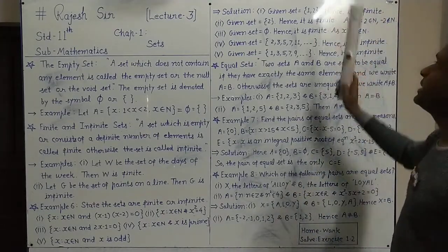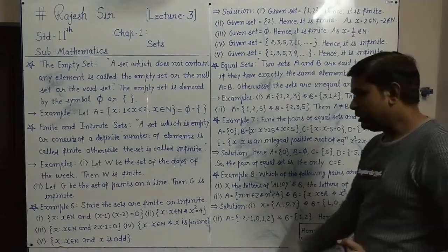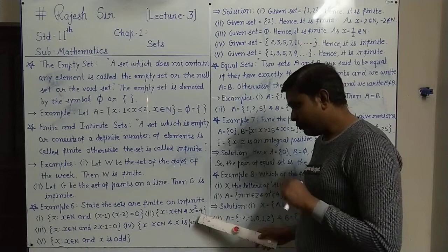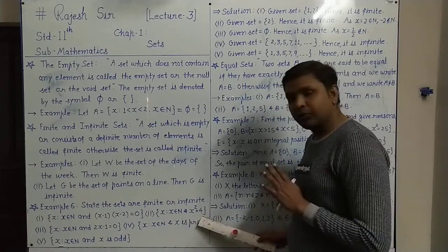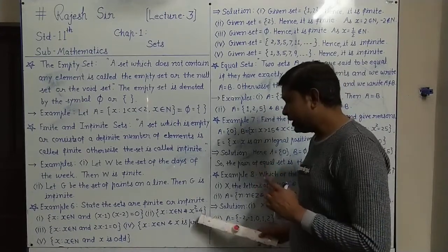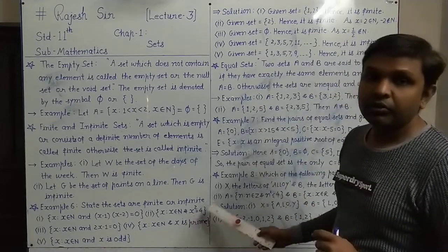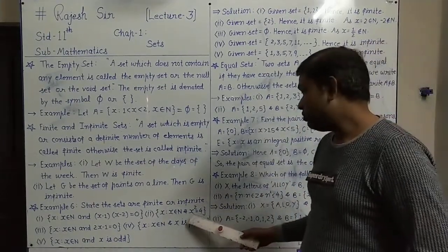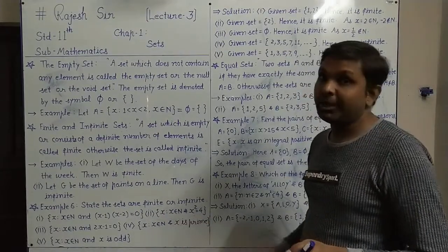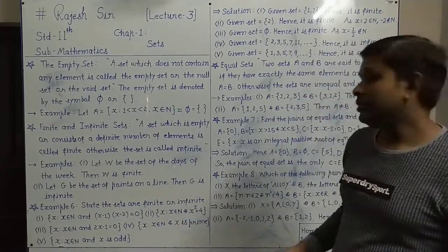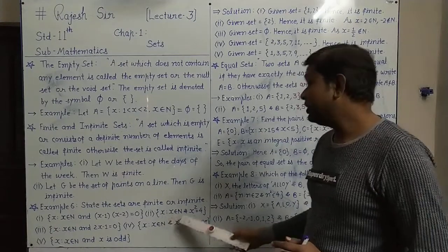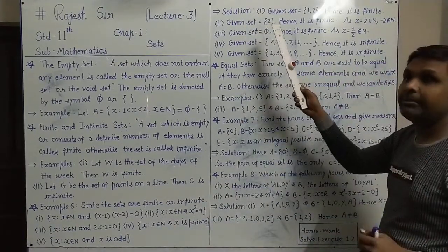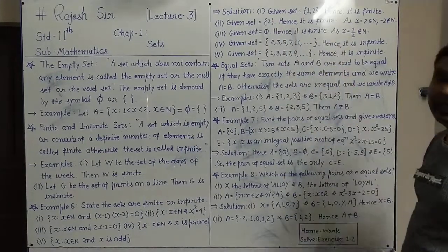Second: x such that x belongs to N, x square equals 4. Taking the root on both sides gives x equals plus 2 or minus 2. But plus 2 belongs to N, a natural number, while minus 2 does not belong to N. So only 2 is applicable here. The given set is {2}, it has only one element, hence it is finite.